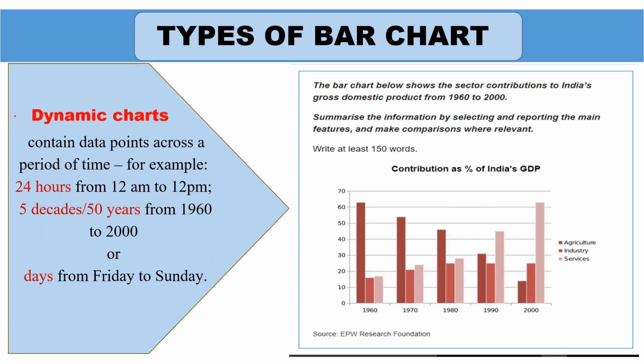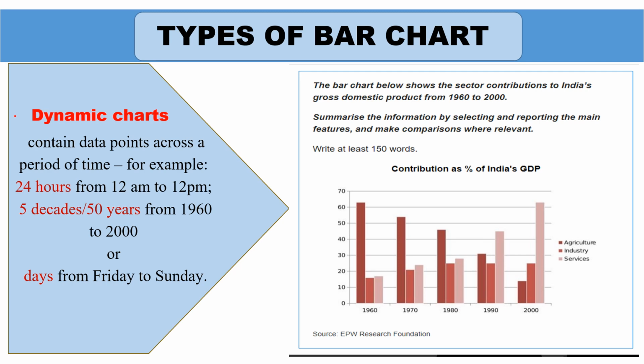Now here is the dynamic chart. The dynamic chart, on the other hand, contains data points across a period, like 24 hours from 12 a.m. to 12 p.m., 5 decades, 1960 to 2000, or days, Monday to Friday. It is over a period of time from one time period to another time period. Then it is a dynamic chart. Pause the video and read the question. The bar chart below shows the sector contributions to India's gross domestic product from 1960 to 2000.